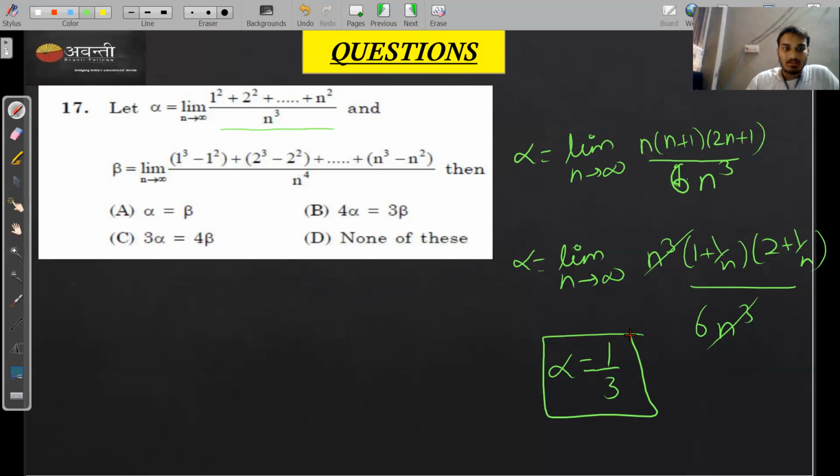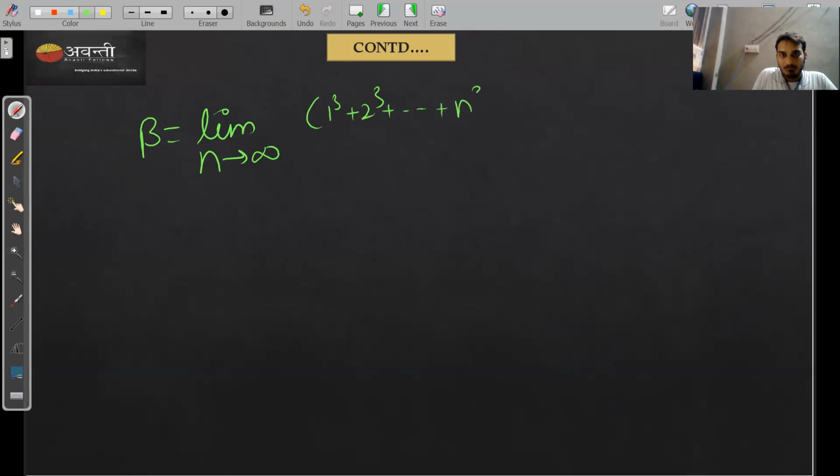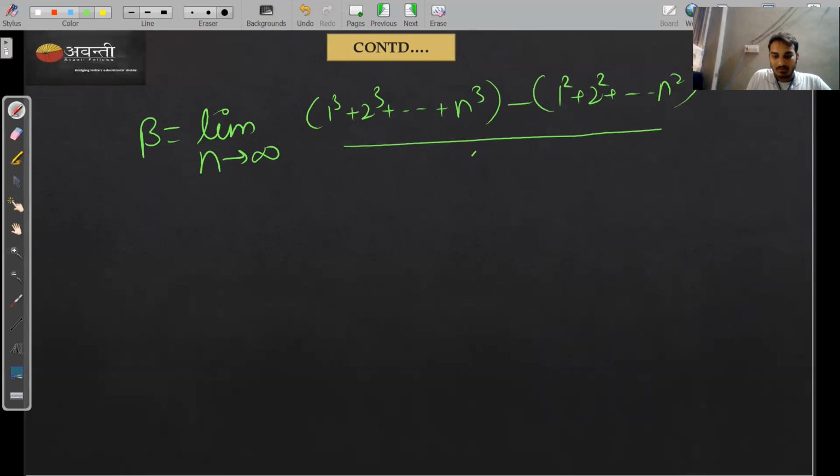See, in beta we have 1 cube minus 1 square plus 2 cube minus 2 square, like this. What I'm doing is taking the cubic terms in one group and the square terms in the other group. So beta will look something like this: limit n tends to infinity, 1 cube plus 2 cube up to n cube, minus 1 square plus 2 square up to n square, right?